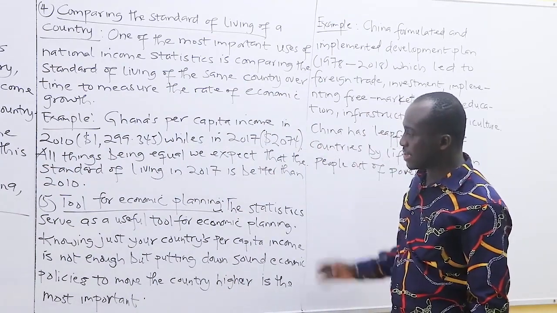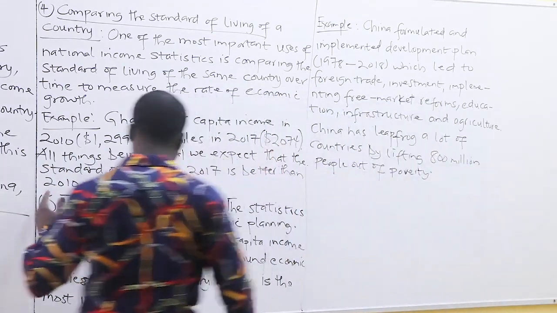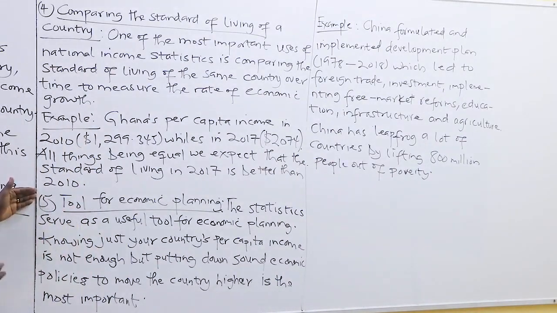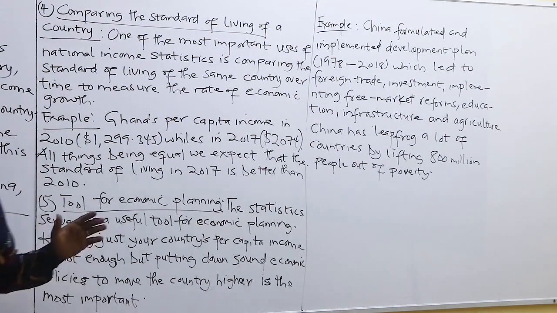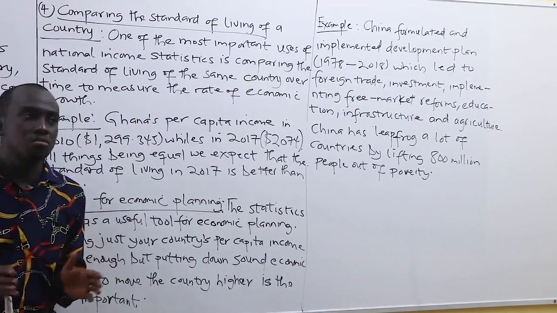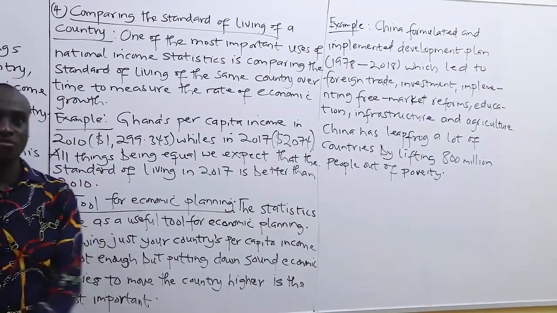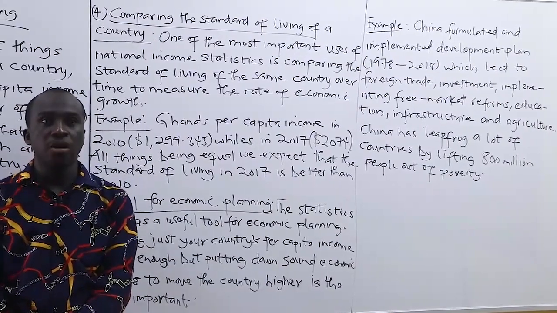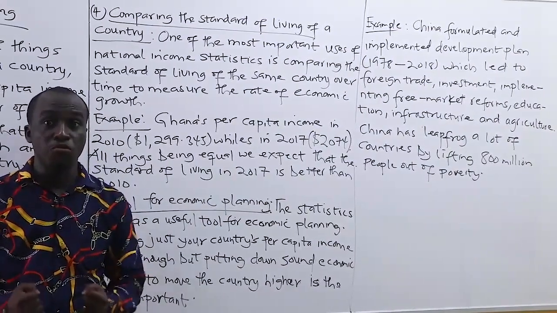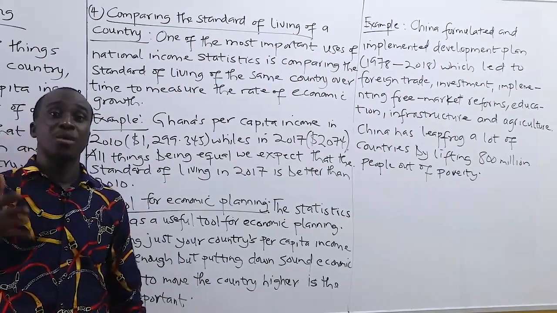It is a tool for economic planning. The statistics serve as a useful tool for economic planning. Knowing just your country's per capita income is not enough, but putting down sound policies to move the country higher is the most important. Maybe Ghana's per capita income is 2,200. Why? It should push you, right? There should be some sort of agility, something that will move you to move the country's per capita income forward.